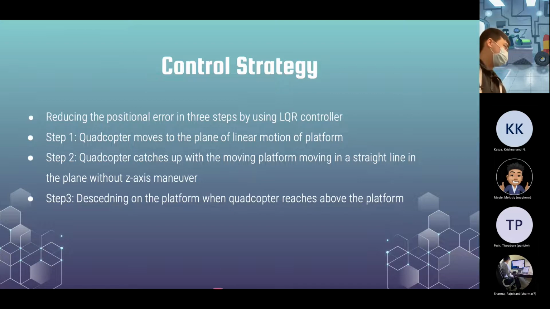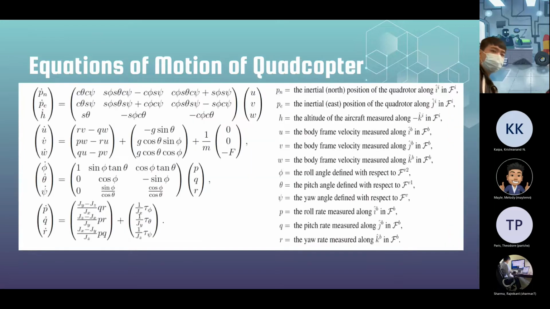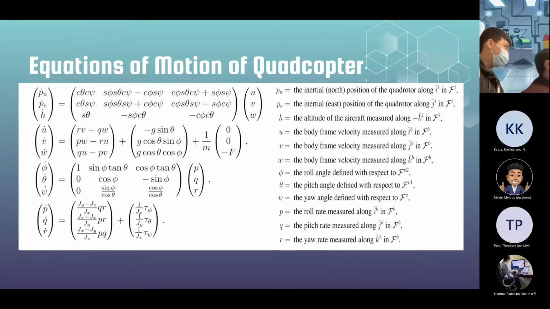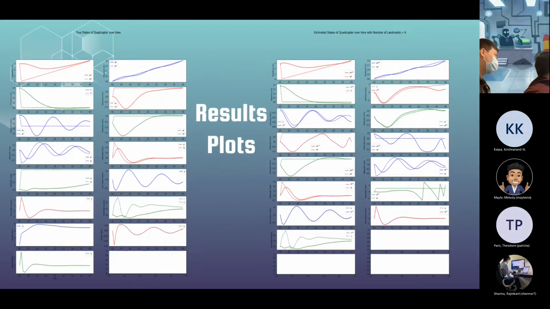However, because of some coding difficulty with these 3 steps, we finally decided to go with a direct landing with control gain. For our case, we consider the simple kinematic model of the moving platform, like this one. We have already discussed it, and the equations of motion are quite similar to what we did. These are the equations, the 12-state model. We consider these equations for our case, and these are the results.